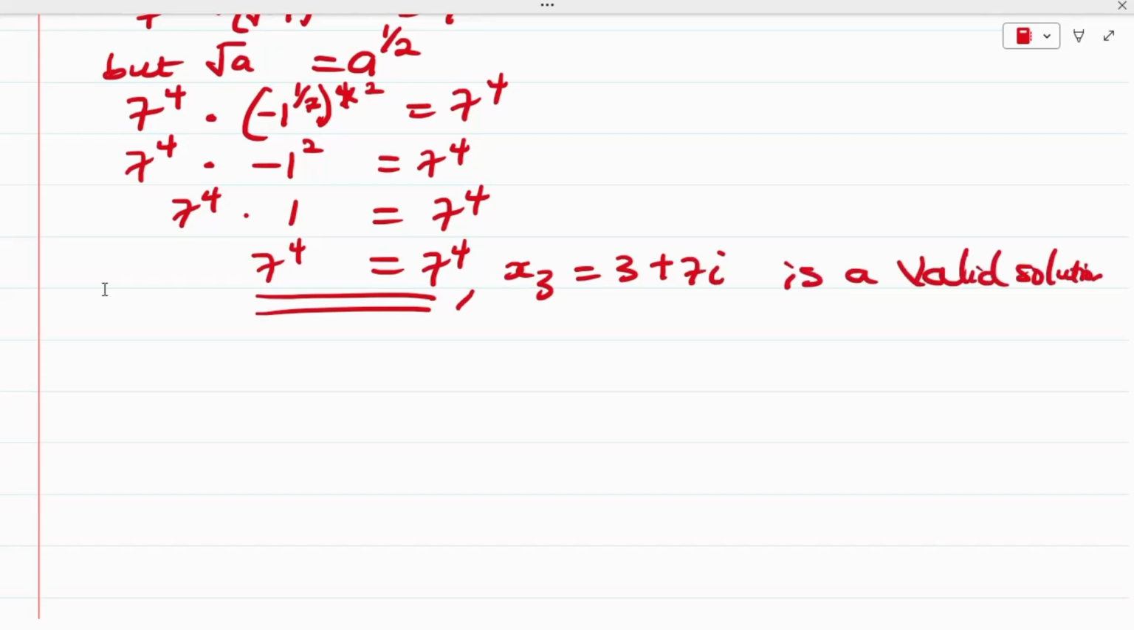So right here, guys, I want you to try out x4, which is equal to 3 minus 7i, and leave your answer below in the comment section if x4 is a valid solution.